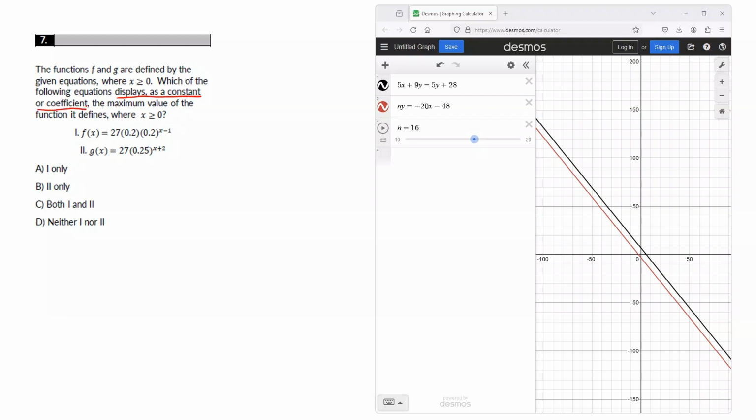You have to see that the number in black and white is one of the numbers in the equation. In this case, the number you're looking for is the maximum. So let's start with f of x.